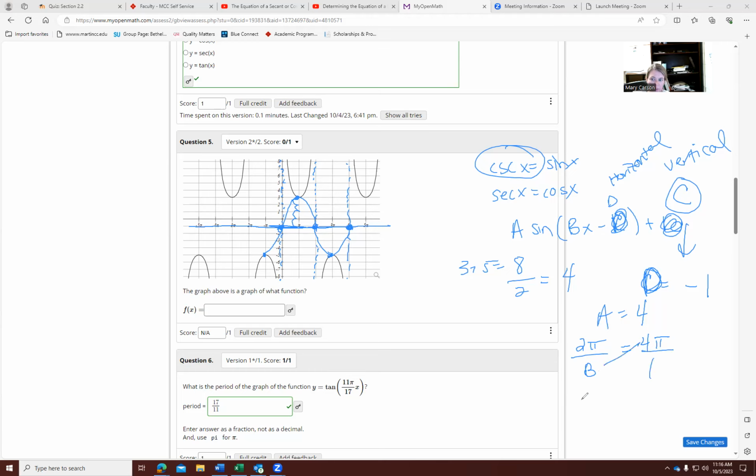To solve this, we would do b times 4 pi equals 2 pi, and divide by 4 pi. And so we get b is 1/2. So at the end of this, we should end up with 4 cosecant of (1/2 x minus 1), because this is our D value. And again, we don't have a C value, so we just leave it just like that.